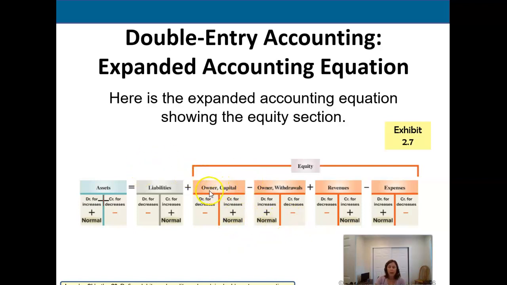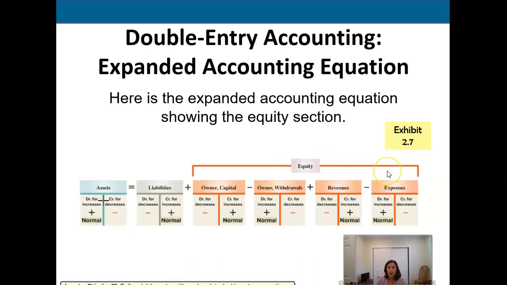So you'll notice that the owner's capital is increased by a credit entry and decreased by a debit. On the other hand, the owner's withdrawal is increased by a debit and decreased by a credit. And if you think about it, I had said these two offset each other, because the owner's capital is going to be offset by any money the owner took out of it. So it stands to reason that these two would be opposite.